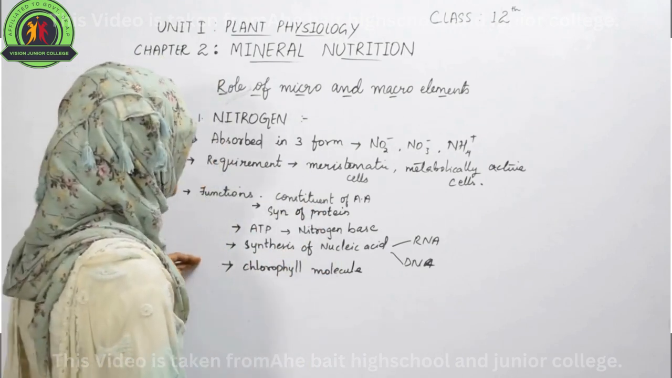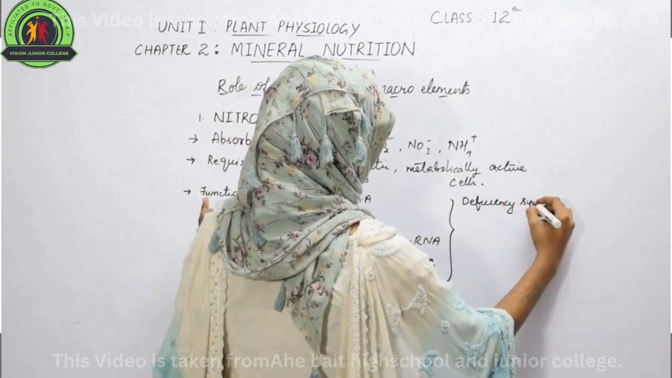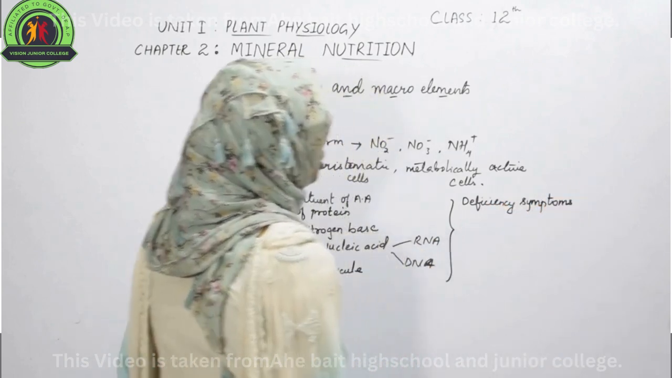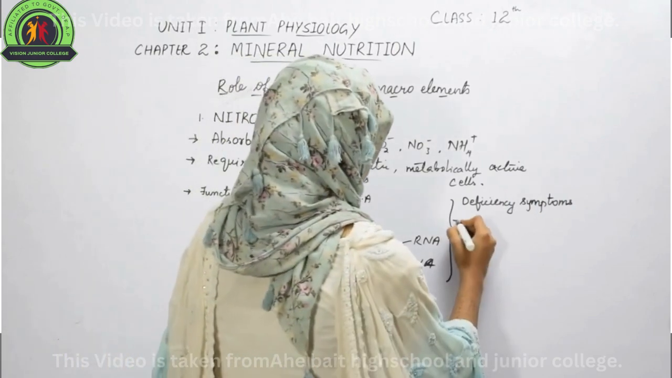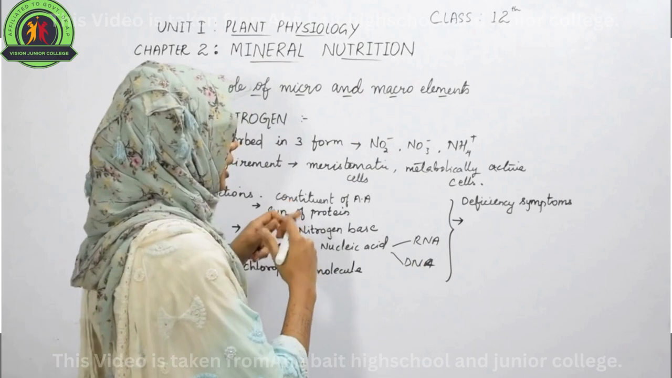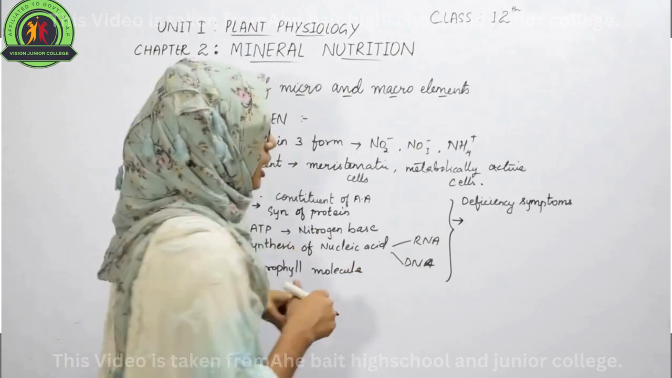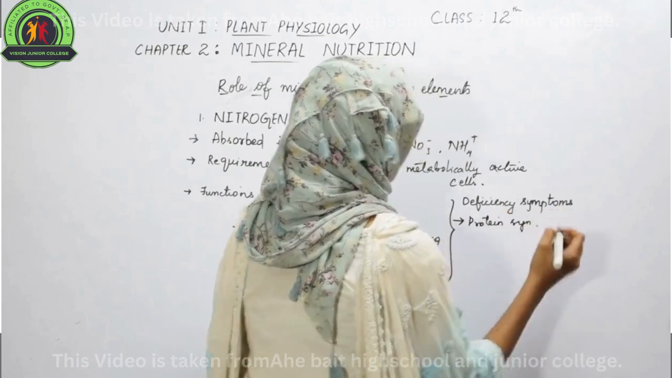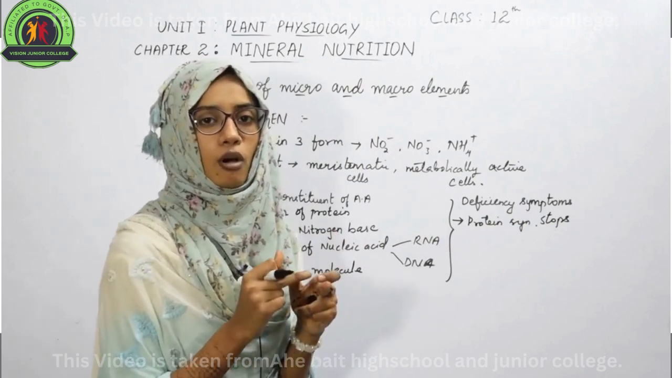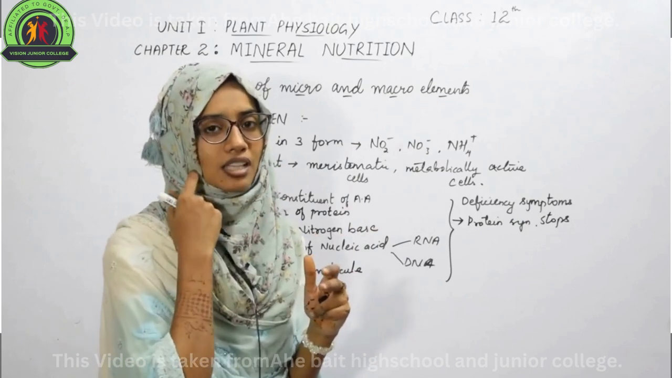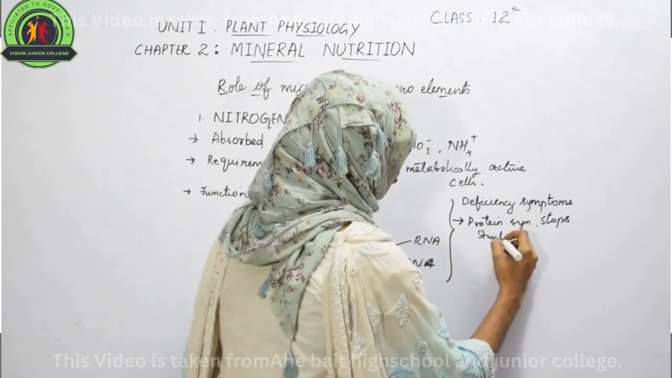So these are certain functions of nitrogen, and by seeing these functions we can easily predict the deficiency symptoms caused due to the deficiency of nitrogen, or due to the presence of a smaller amount of nitrogen in the plant body. So what are the deficiency symptoms? As nitrogen helps in protein synthesis, if nitrogen is not available, then protein synthesis stops. When protein synthesis stops, the plasma membrane, which is made up of proteins and lipids, is formed incomplete, and due to the incomplete formation of the plasma membrane, we can see the stunted growth of the plant.